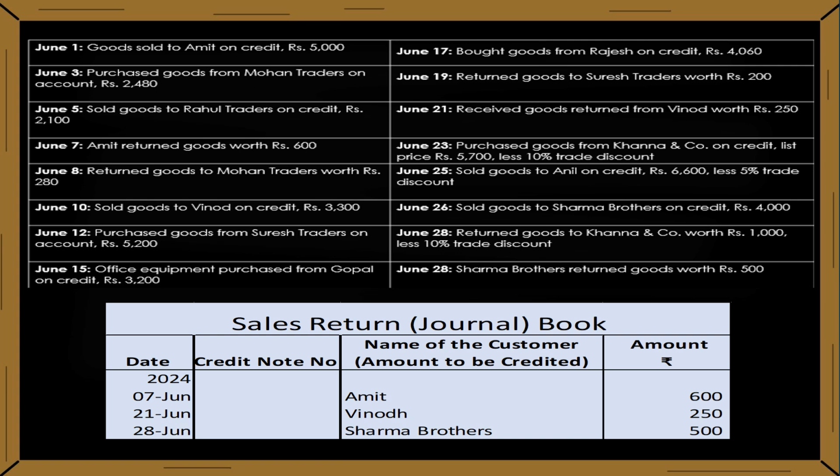We have come to the last transaction of the question. On June 28th, Sharma Brothers returned goods worth rupees 500. On June 26th, we sold to them. Now they are returning part of the goods which we have sold. So we have to write it in the sales return journal book. Date is June 28. Sharma Brothers is the customer name and amount is rupees 500.